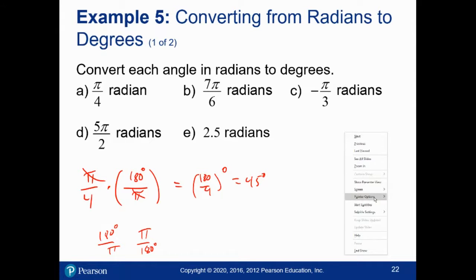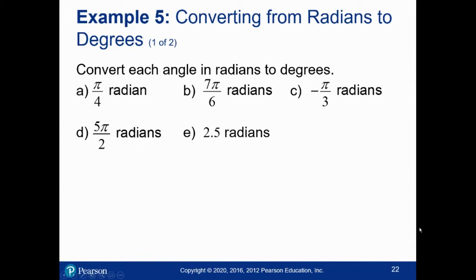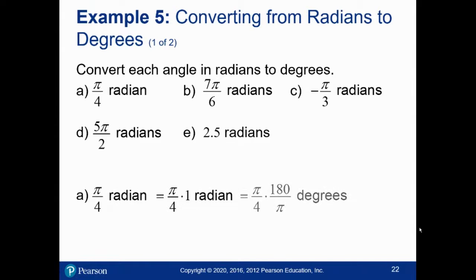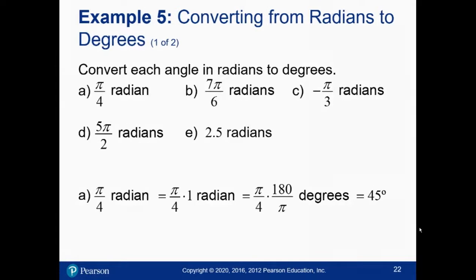So again, pause the video, try to convert the rest of these from radians into degrees, and then we'll check. Okay, so here's the first one. We already did it. Just multiply by 180 over pi, and you get 45 degrees. All of these are now just multiply by 180 over pi.